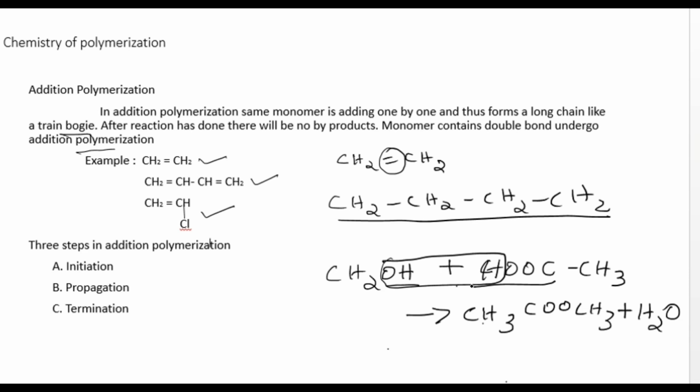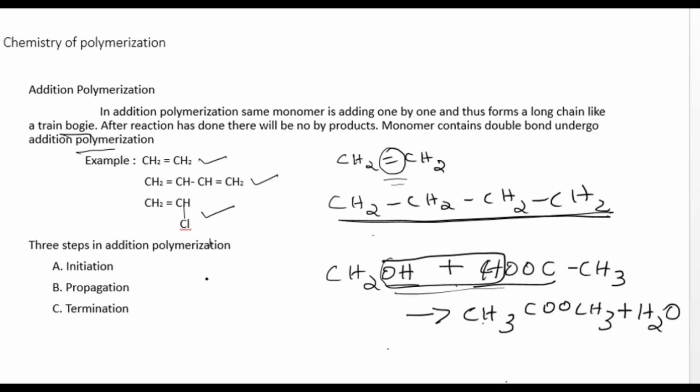This reaction happens in monomers containing reactive functional groups. But in the case of monomers containing double bonds, no byproducts will form. Same elemental compositions are there. Normally, these monomers containing double bonds undergo addition polymerization.